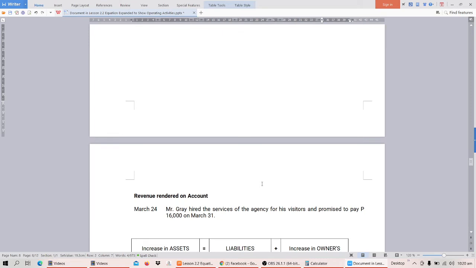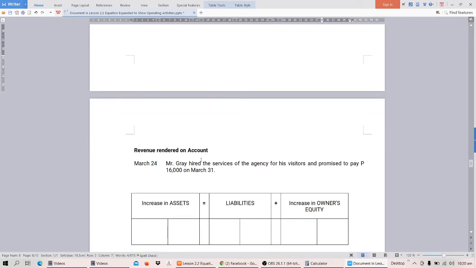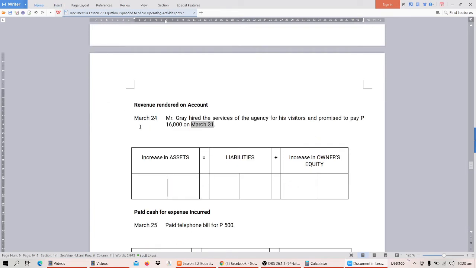Okay, on March 24, Mr. Gray hired the services of the agency for his visitors and promised to pay 16,000 on March 31. Okay, take note. He promised to pay 16,000 on March 31. So there will be an increase in asset. But he said here he will pay only on March 31. So what would be the account title or the form of the asset that we are going to use here?